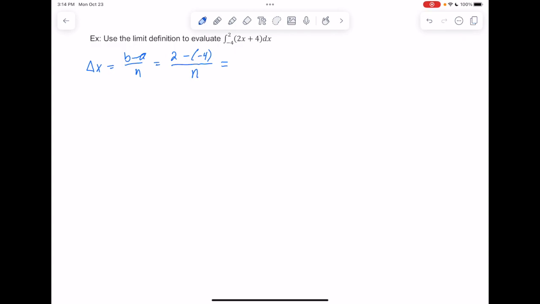The 2 negatives become a plus, so we get 2 plus 4, or 6 over n. So there's our delta x, and then we would need to come up with an xk star formula. So xk star is going to be the right-hand endpoint, and for that we start off with the lower limit, -4, and then we add k times delta x.